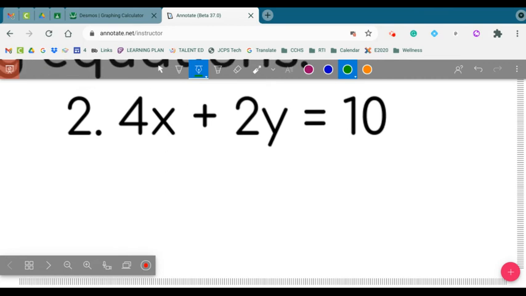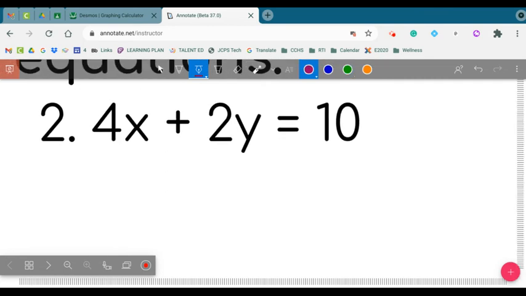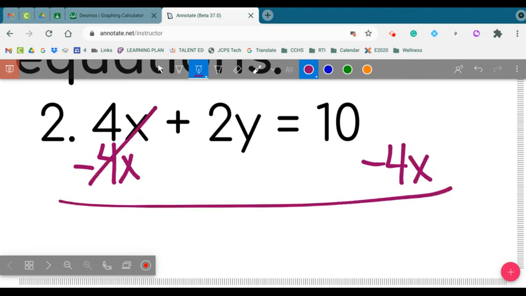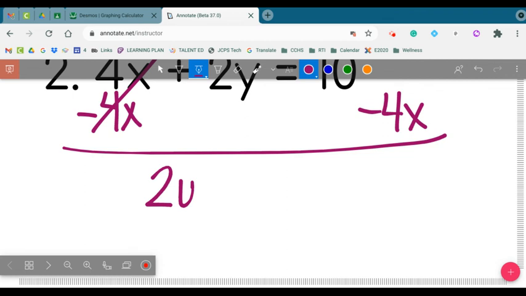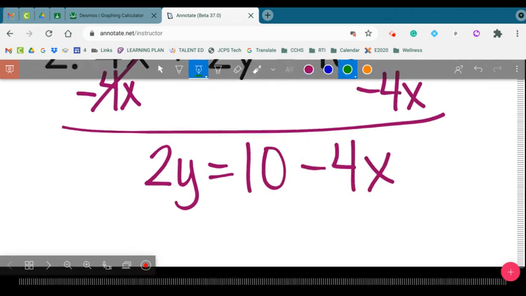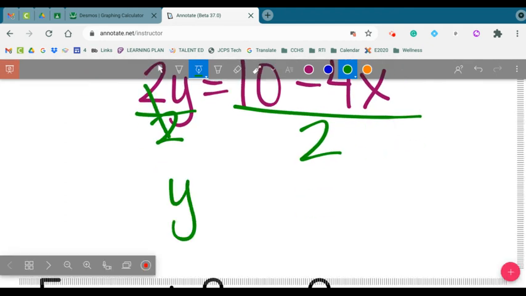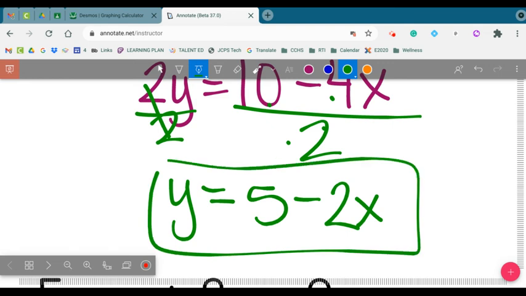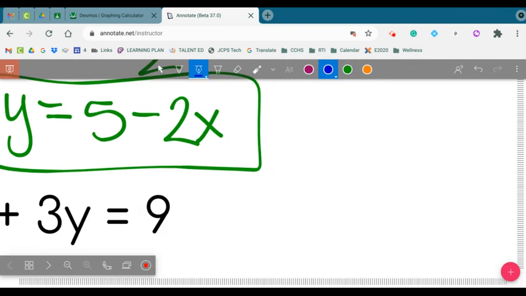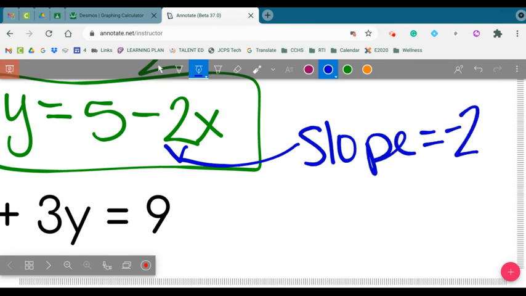Okay, next one we have 4x plus 2y equals 10. So we want to move our 4x first, so we have to subtract it since it's positive. So we get 2y equals 10 minus 4x. And then to get y by itself, I need to divide both sides by 2. That cancels. I get y equals 10 divided by 2 is 5. Negative 4 divided by 2 is negative 2x. So that is our answer. And then our slope is negative 2 because it's the number next to x.